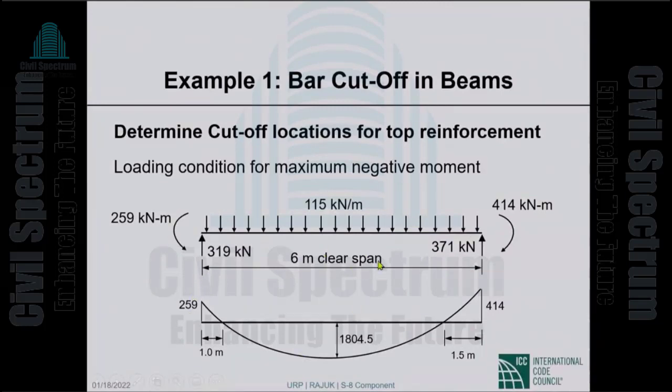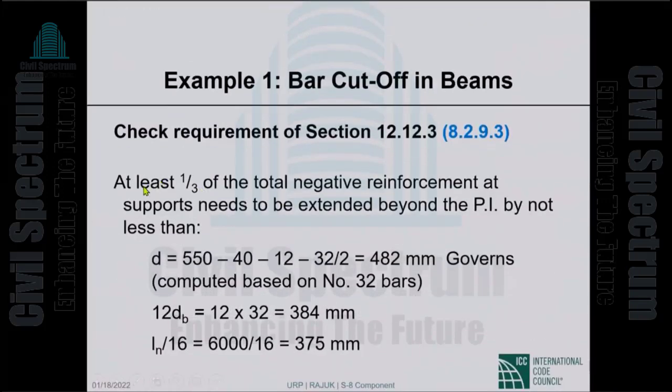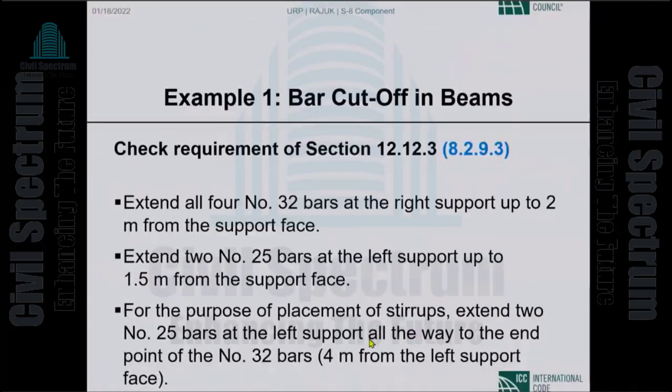So this is the bending moment diagram that we are dealing with, loading condition for maximum negative moment. Now, at least 1/3 of the total negative reinforcement at supports needs to be extended beyond the point of inflection by not less than d or 12 bar diameters, or L sub n over 16. Top bars, remember, compression bars. So d, 12 bar diameters, or L sub n over 16.